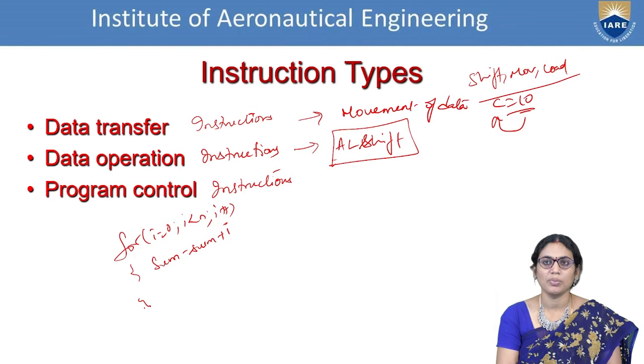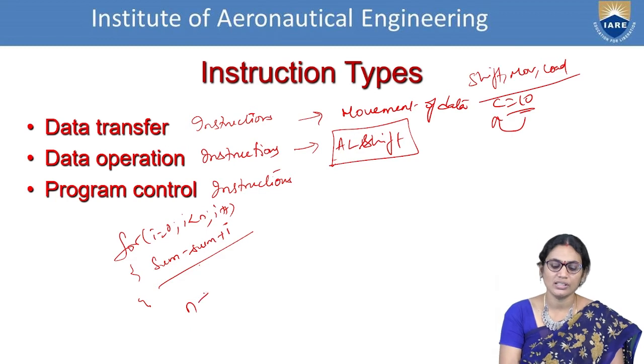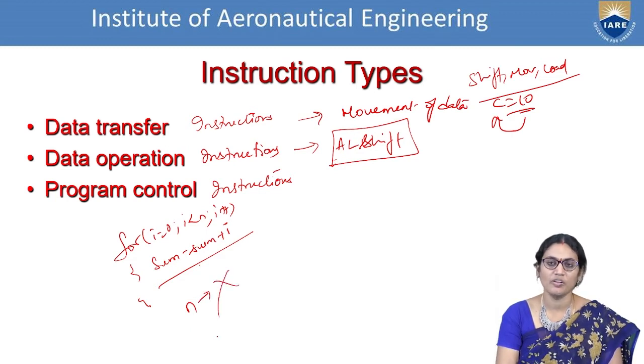Sum is equal to sum plus i. So what does this mean? How many times should this sum be executed? Up to n times. Once it reaches n, what happens? The loop will break and it will come out of the for loop.